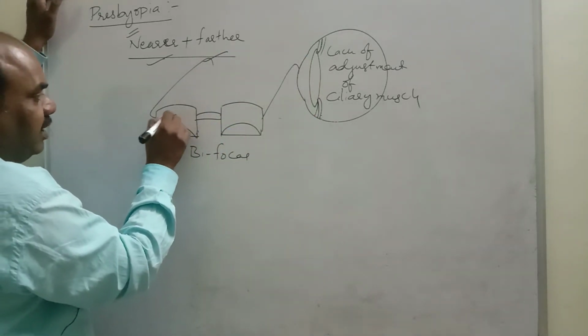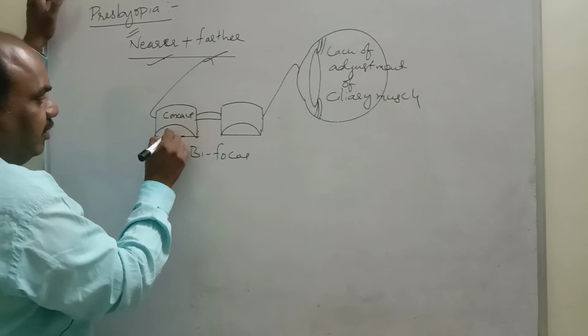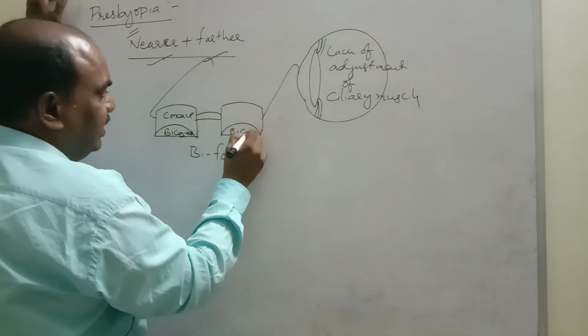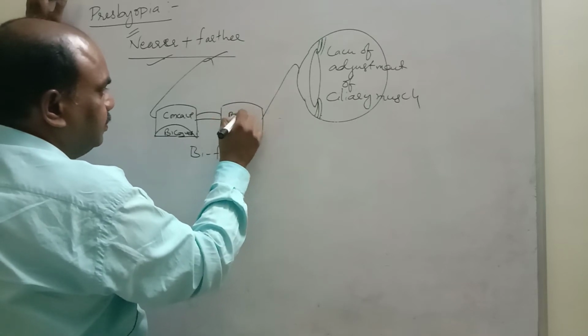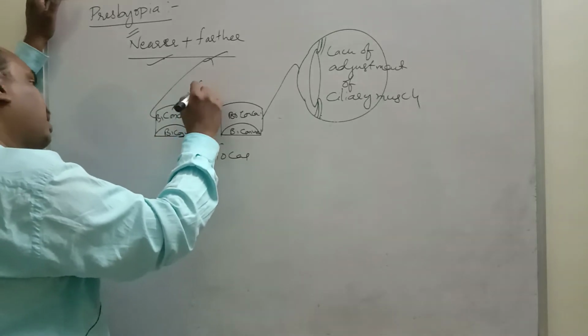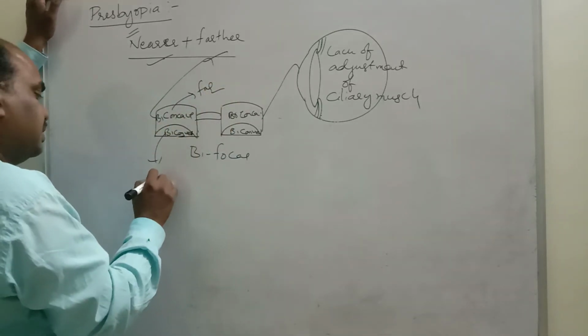Here this will be biconcave, this will be biconvex. Biconvex means converging. This is biconvex, here biconcave. Biconcave is generally used to see farther objects. This is for far objects. This is for nearer objects.